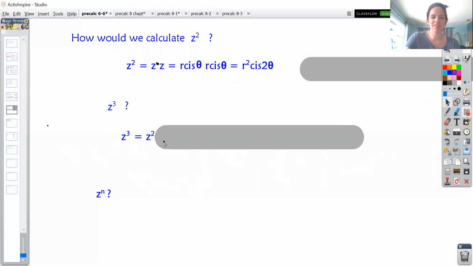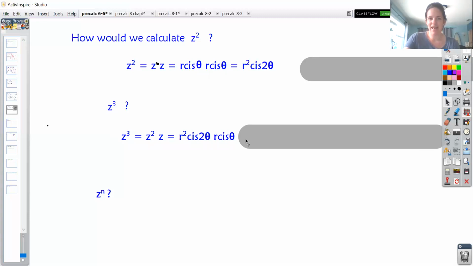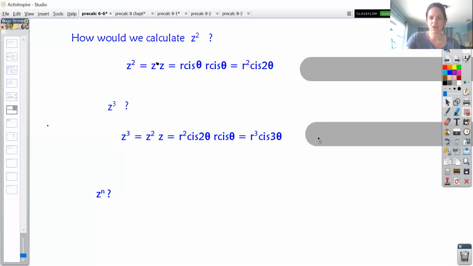So z cubed is z squared times z. And I already just calculated z squared. But z squared was r squared cis 2 theta. So I'd have r squared cis 2 theta times r cis theta. And then what would I do? I'd multiply the radii and I'd add the angles. So that creates r cubed cis 3 theta. And then I'd like you to stop for just a second and see if you could make a conjecture about how this pattern would continue and what z to the nth power would be. I'll give you 4 seconds.